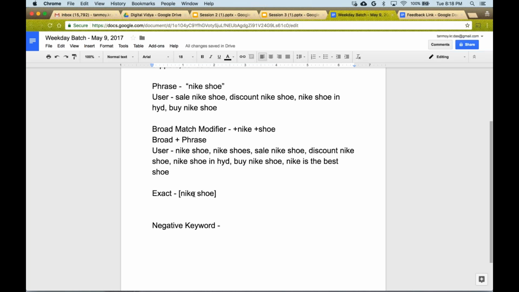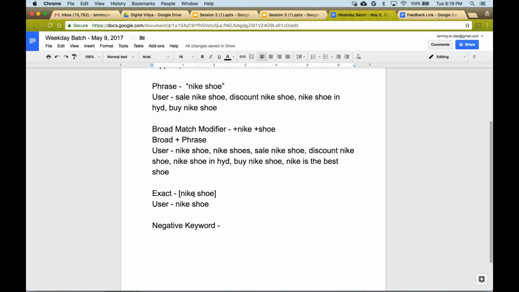Okay, Nike shoe in square brackets. This one is pretty simple. It says that only when people search with the exact match of your keyword, only then might the ad show. Otherwise, it will not. Nothing written before or after, or in between, will work. Only when an exact match of the keyword is searched is there a chance that the ad might show.